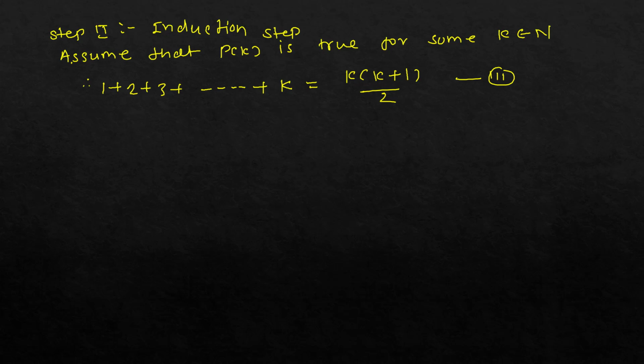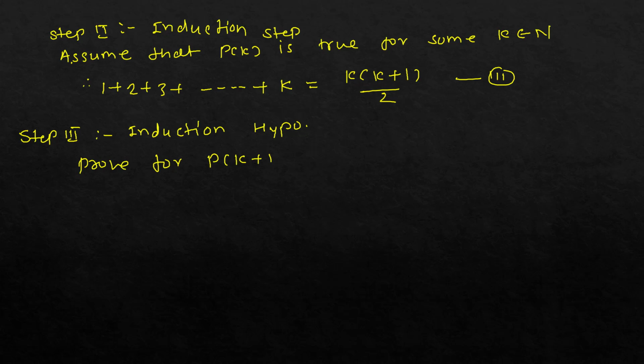Now go for step number 3rd. Induction hypothesis. Now induction hypothesis means we have to prove for P of k plus 1. That is, we have to prove 1 plus 2 plus 3 plus dot dot plus k. Now this one is a sequence.